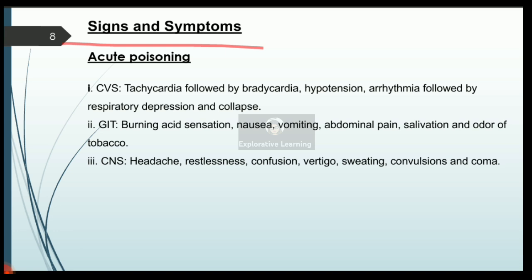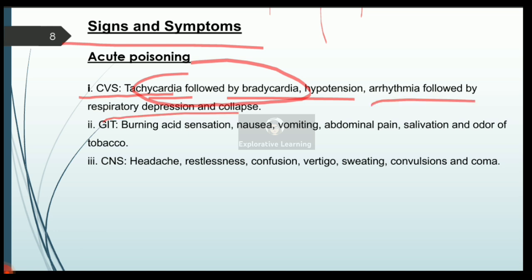In case of acute poisoning, in the CVS, cardiovascular system, tachycardia is observed followed by bradycardia. Tachycardia is a situation where the heartbeat increases rapidly, meaning there is a condition of hypertension, whereas in bradycardia or hypotension the condition is just opposite, the heartbeat decreases gradually, along with arrhythmia and some respiratory collapse or depression. It means there will be increase and decrease of the heartbeat, along with some problems observed in your respiratory tract as well.